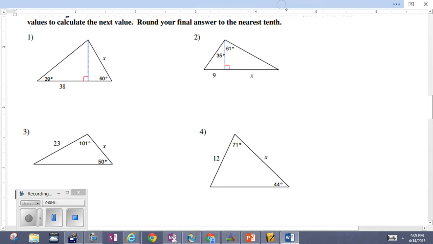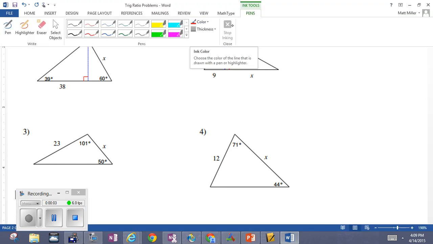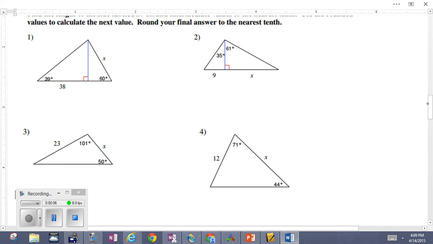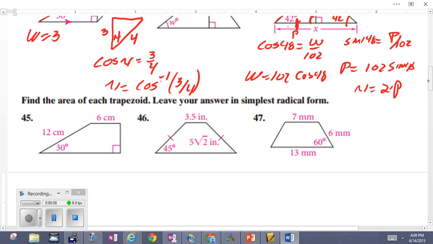Here we are. We're going to come back. We're going to look at a couple more of these problems that we're going to take from this worksheet on multi-step trig problems, okay?